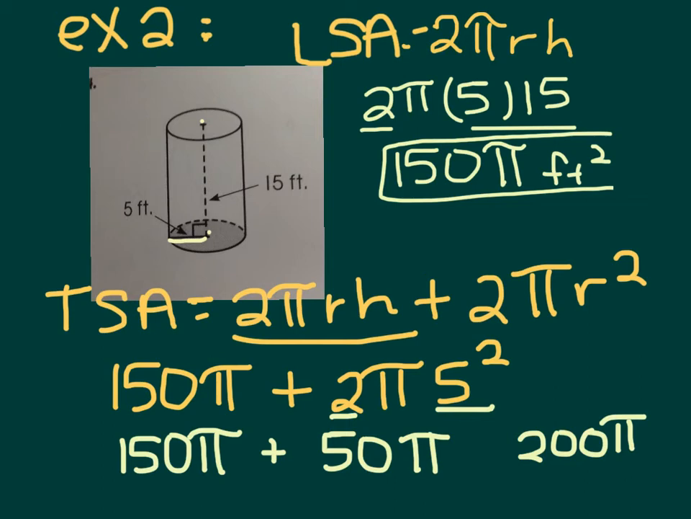And you guessed it, we got a label. Feet squared. What was I thinking for? And that's our cylinder. Now we're going to take a look at some cones.